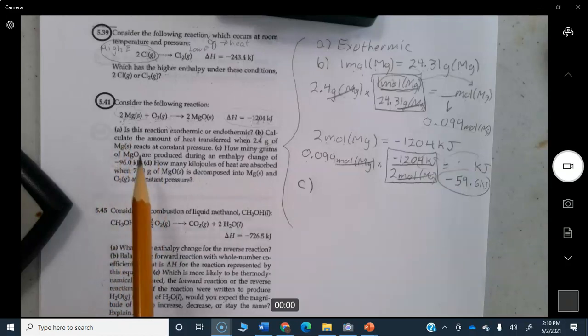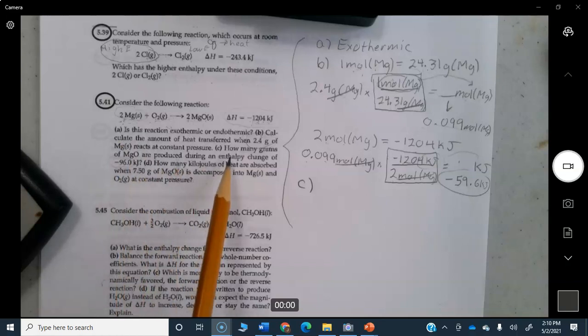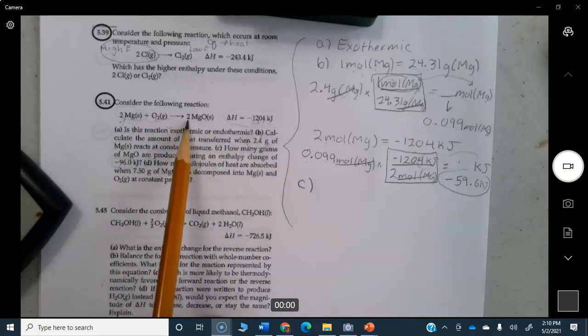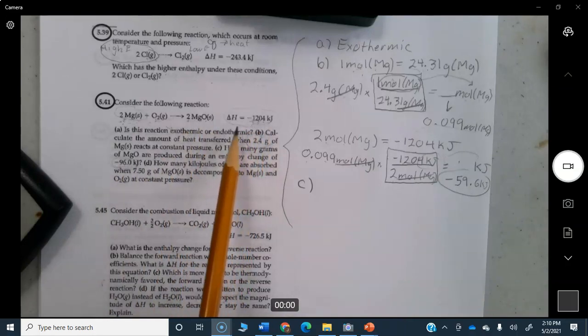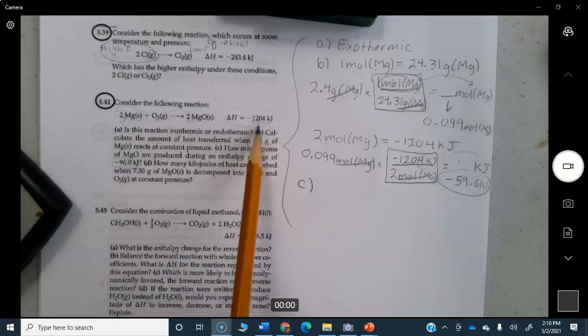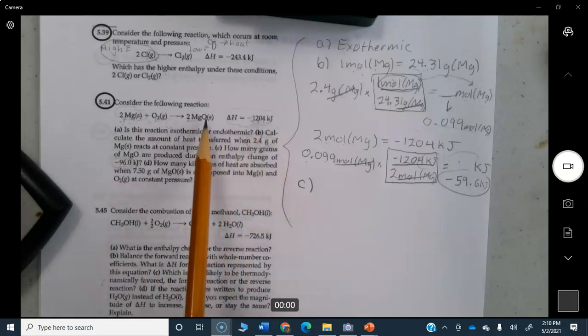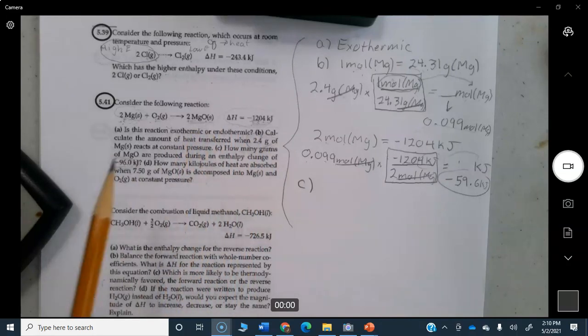So here's the process here. You have to figure out how many moles negative 96 kilojoules will be. If 2 moles is this many kilojoules, how many moles will negative 96 kilojoules be? And then once you have moles, you convert to grams using the molar mass of MgO.